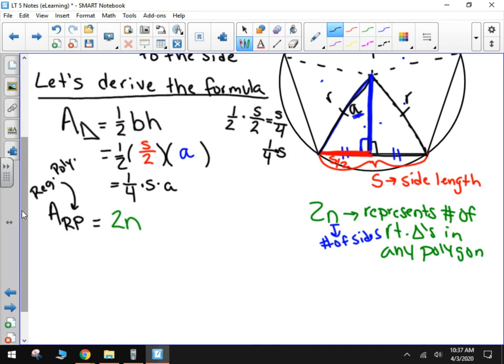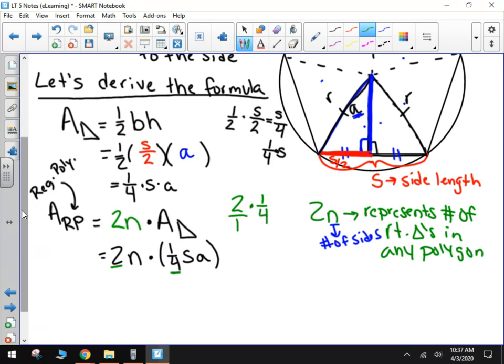Okay. Now remember, we said we're going to multiply that times the area of our right triangle. Okay. Well, we found the area of our right triangle to be 1/4 the side length times the apothem. Now I got to do some combining. So what I'm going to do here is I'm going to take the numbers. So I have 2 times 1/4 and multiply that. Now all whole numbers are over 1. So now I can make it a fraction, multiply the tops together, multiply the bottoms, reduce this down to 1/2. Okay, so that becomes 1/2. And then I have n times s times a.